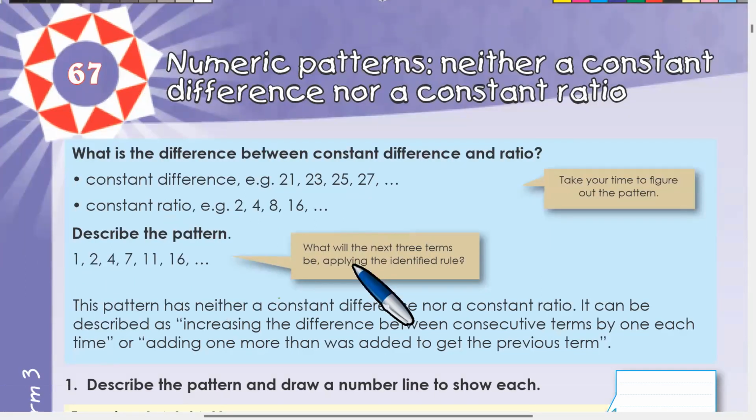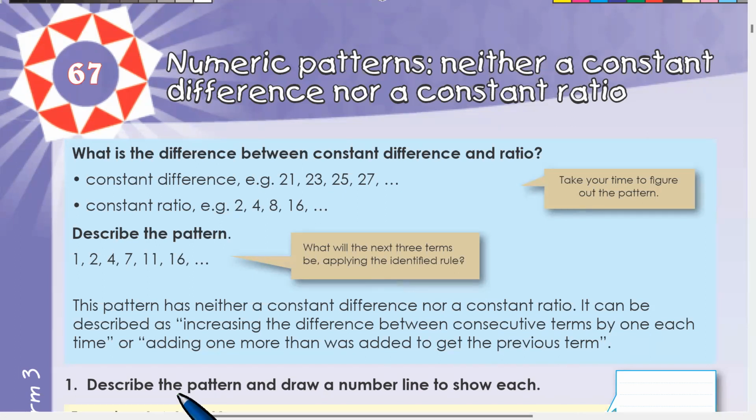So if we say here now, describe the pattern 1, 2, 4, 7, 11, 16. What will the next 3 terms be? You're applying the identified rule. This pattern has neither a constant difference nor a constant ratio. It can be described as increasing the difference between consecutive terms by 1 each time, or adding more than was added to get the previous term.